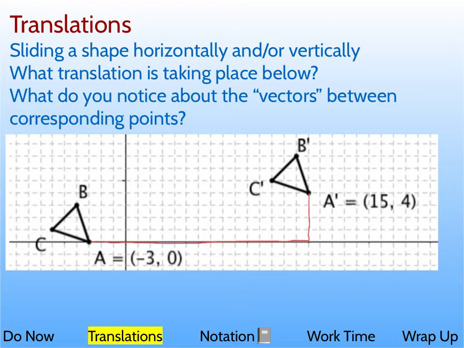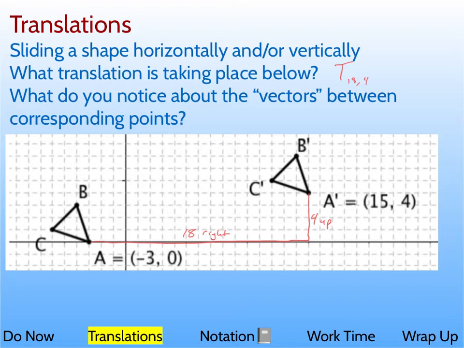So we have 18 to the right, and then 4 up. The way we would write this translation is capital T, and then we do the x-axis amount first, and 18 is positive because positive goes right, and then 4 for the vertical change.